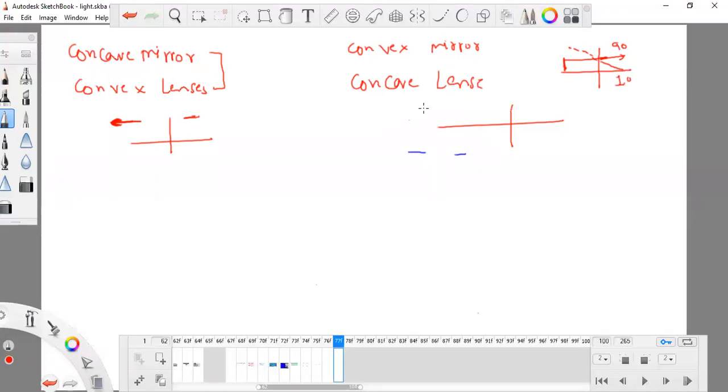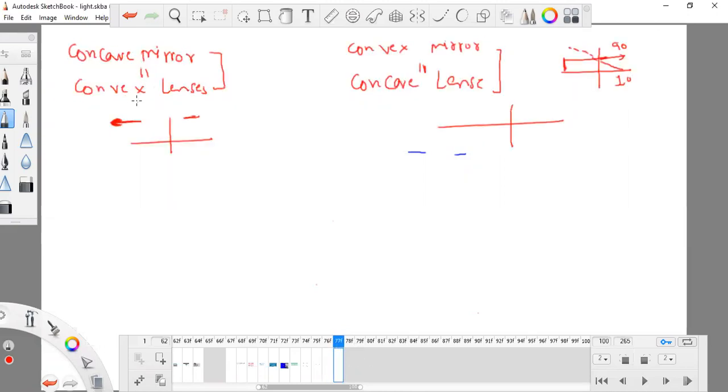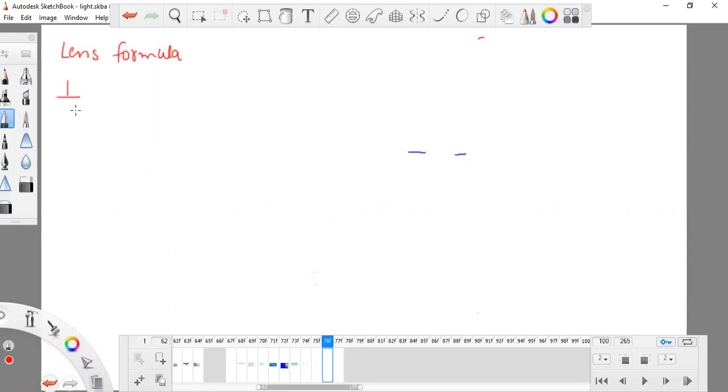So these features are followed by both mirrors and lenses. There are some common features, and they just do opposite and similar things. You know what is opposite: concave mirror, convex lens; convex mirror, concave lens. Now the mirror formula is the same, so the lens formula is also the same.